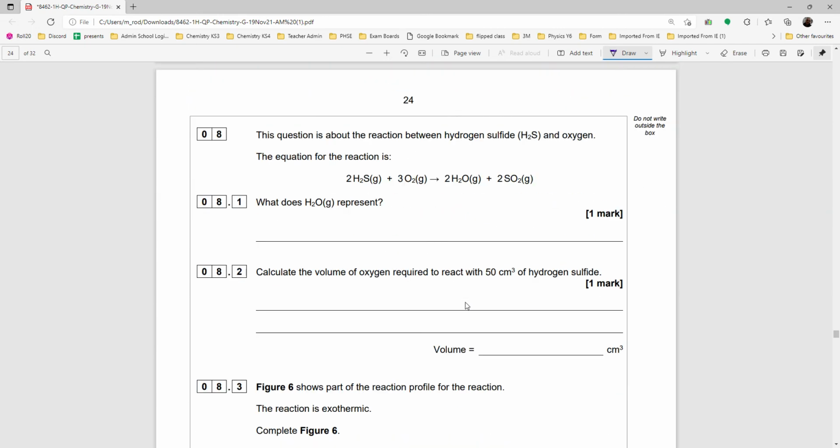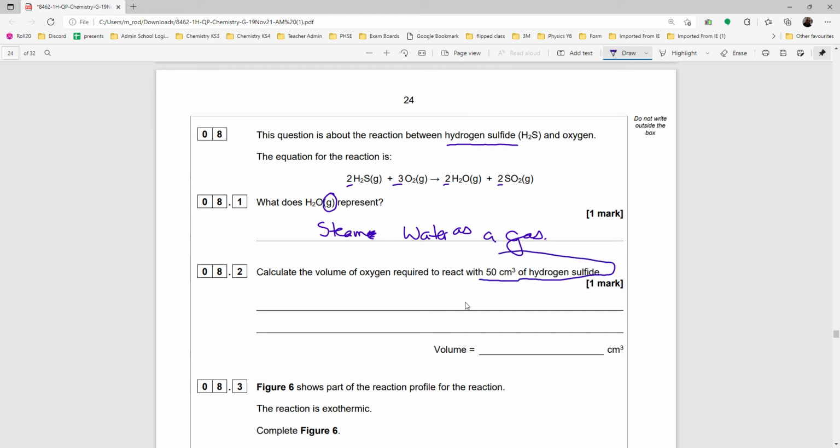This question is about the reaction between hydrogen sulfide and oxygen. I can't help it, I've got to look at my molar ratios. What does H2O represent? Well, the reason why it's got a g there, because we need to say that it is steam. We could say that it is water as a gas. Calculate the volume of oxygen required to react 50 centimeters cubed of hydrogen sulfide.